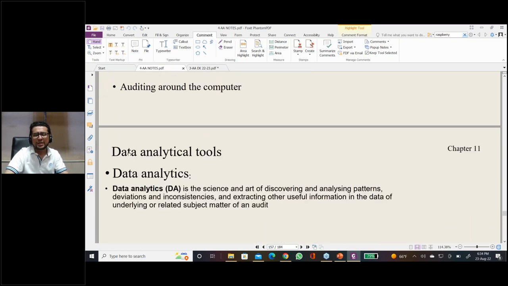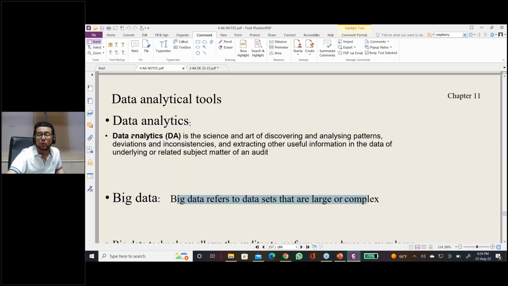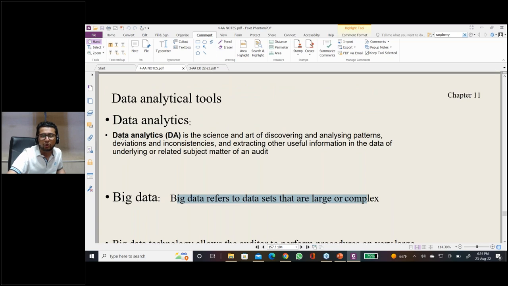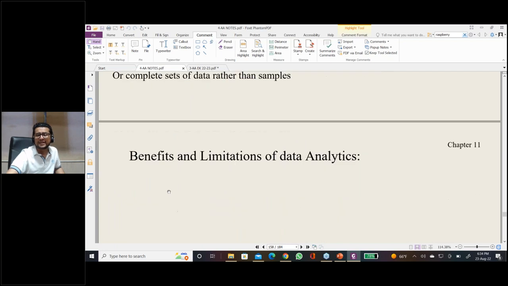Last but not least, the third and final automated technique is the new modern technique, which you can expect in your exam. It's called data analytical tools. Data analytics. What's big data? Big data refers to large data. What's data analytics? You perform certain techniques in order to verify or quantify if there is any unusual relationship between the data. So this is what we call big data and data analytics.